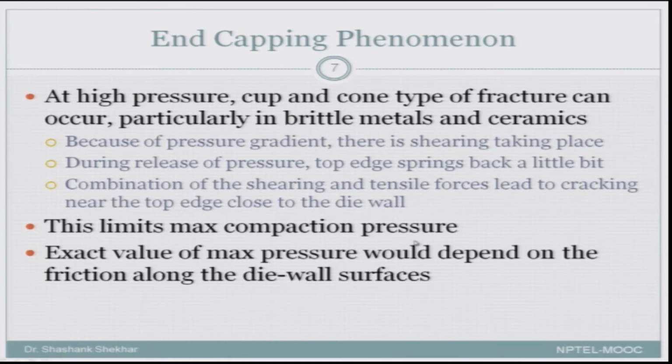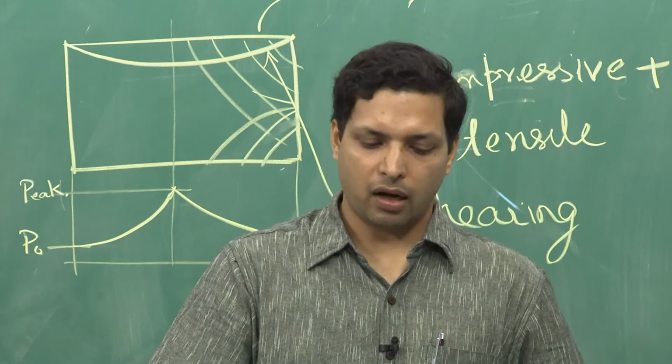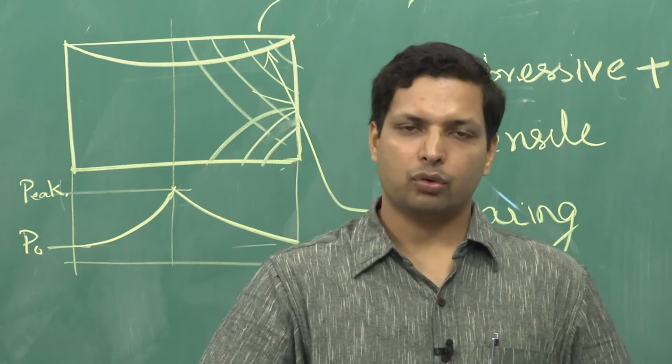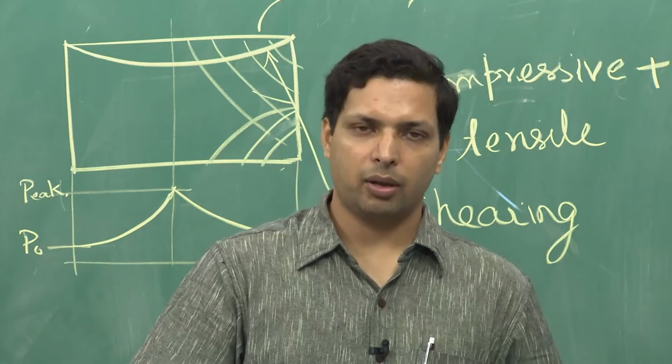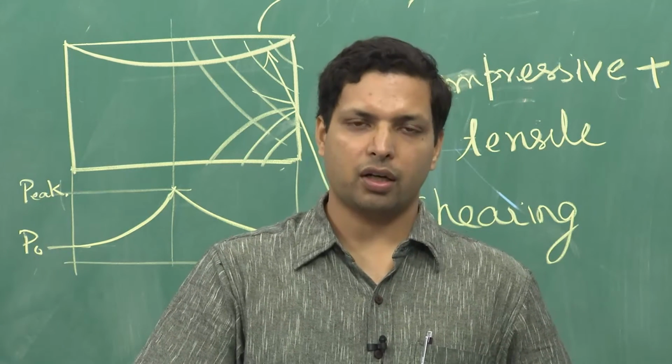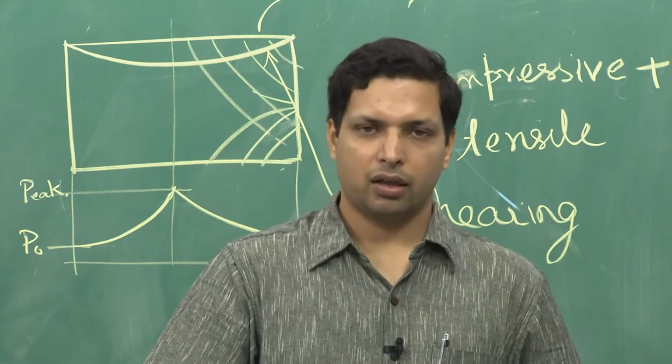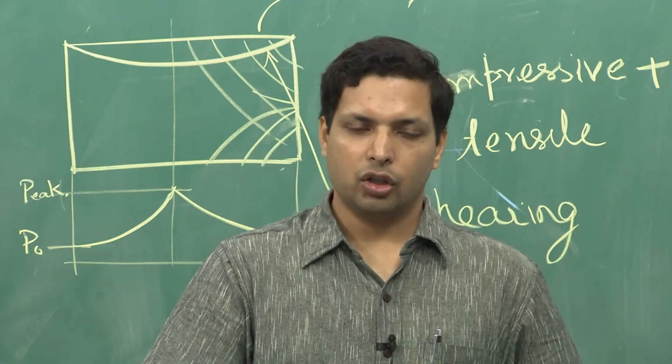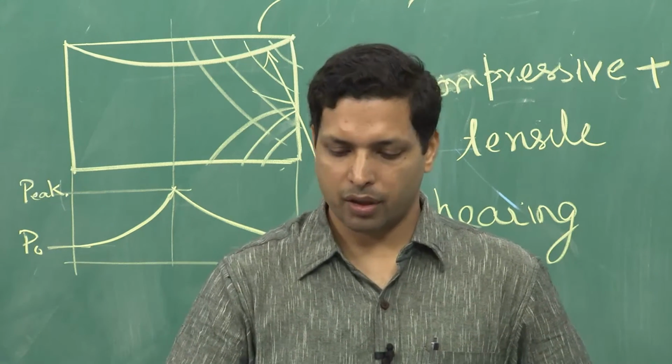This limits the maximum compaction pressure that can be used. The exact value of maximum pressure would depend on the friction along the die wall. So, like I said, you will have to look at what is the relative density you are able to get and what is the friction condition that leads to this kind of detrimental phenomena. So, that will limit what is the maximum pressure you can apply.